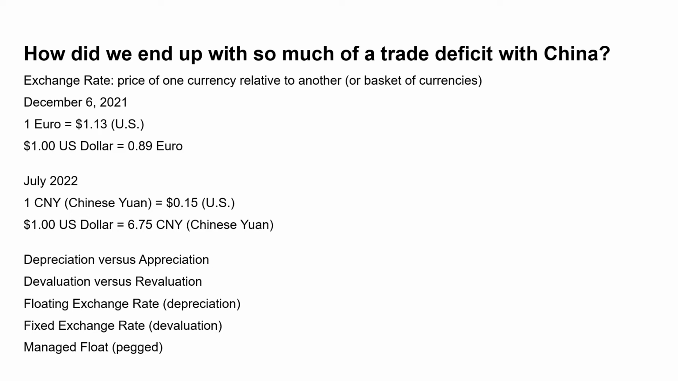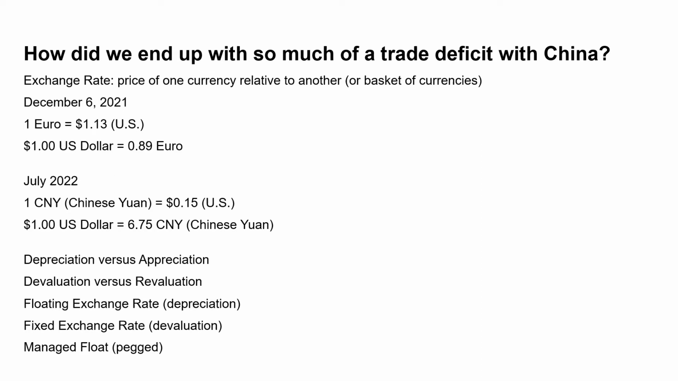So exchange rate, keep in mind the exchange rate is the price of one currency relative to another, or perhaps even a basket of other currencies, whatever those might be. So we're looking at December 6, 2021. I should have more current data, but anyway, this will do. On December 6, 2021, 1 euro was equivalent to 1.13 US dollars. And the flip side of that, flip it upside down, $1 was worth 0.89 euros.